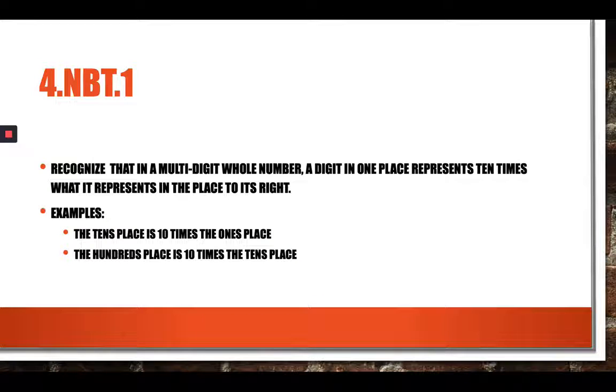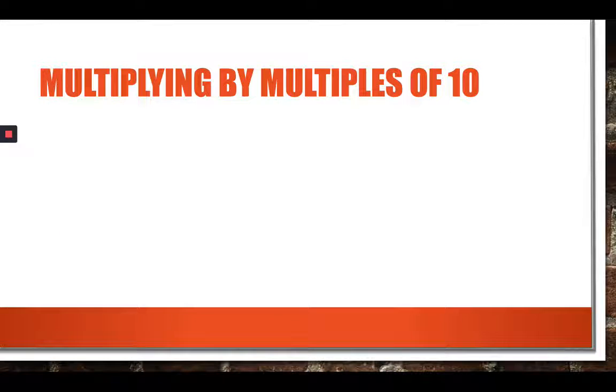4.NBT.1 is a 4th grade standard, and it asks that students recognize that in a multi-digit whole number, a digit in one place represents 10 times what it represents in its place to the right. An example would be the tens place is 10 times the ones place. The hundreds place is 10 times the tens place. And if we continued, we would say the thousands is 10 times the hundreds place.